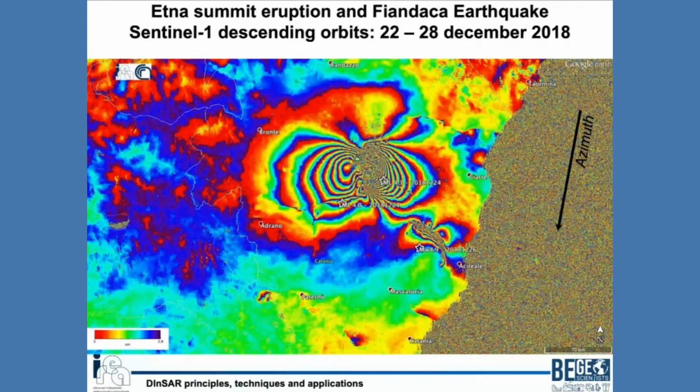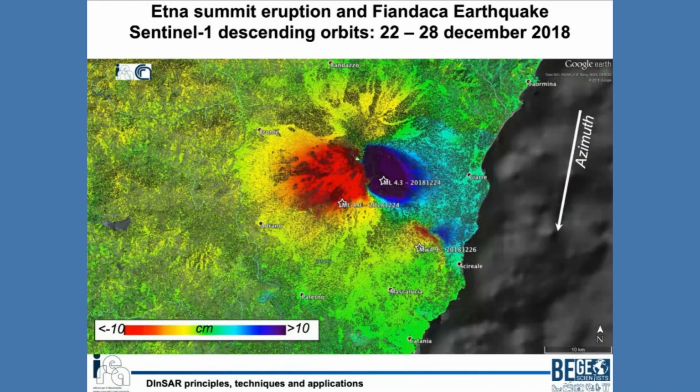This is another example, the Etna volcano eruption in 2018. This is a very fantastic interferogram. These are the fringes due to the movement of the volcano, and this is the unwrapped phase, so in centimeters. This is acquired along the descending orbit. This edge of the volcano goes toward the radar, and this edge goes away from the radar along the descending orbit.